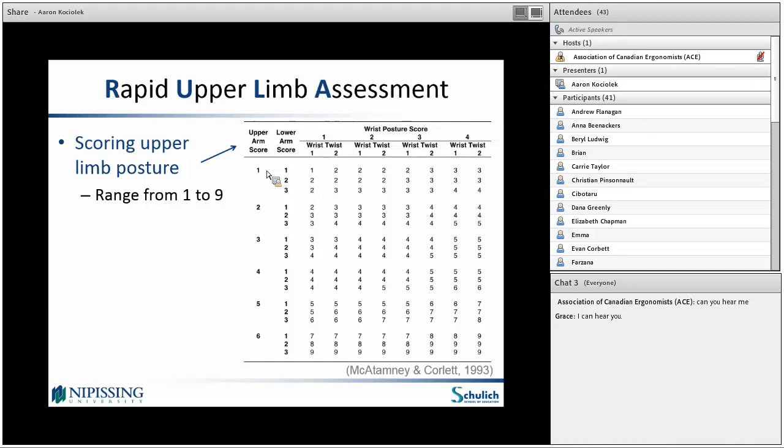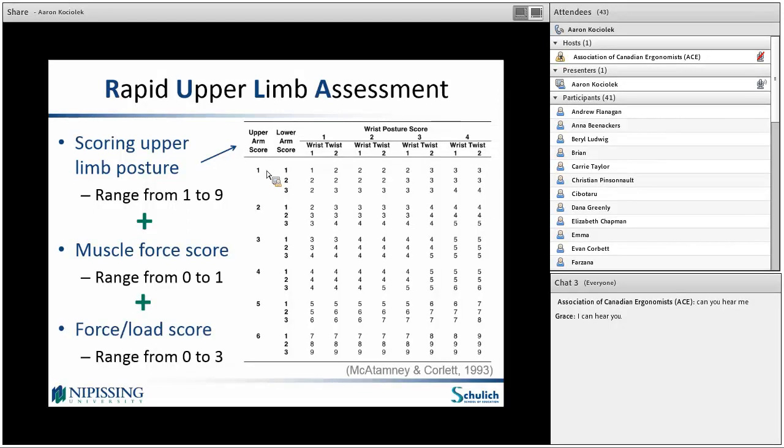In addition to just scoring postures, they also introduced a muscle force score with a score ranging from 0 to 1. And what they asked about specifically here was whether you were doing a static exertion or doing exertion frequently. I believe they set a frequent exertion as 4 efforts per minute. You then added your final score, which is your force score or load score, and this would represent the force that you're actually applying at your hand, so any external loads in terms of the kilogram weight.